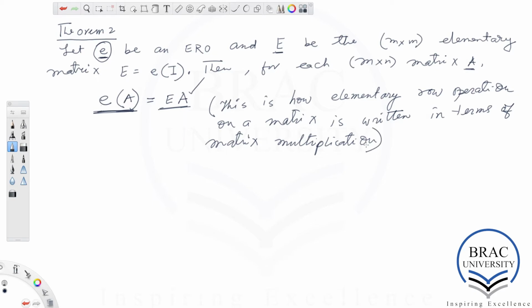Okay, so let me do the proof. I'll do it only for the second basic type of elementary row operations. So let's do it. First of all, think about the matrix on the right hand side and write down the ij-th entry of this matrix. So (E times A) sub ij is equal to the sum over k, where k runs from 1 to m, of E sub ik, A sub kj.